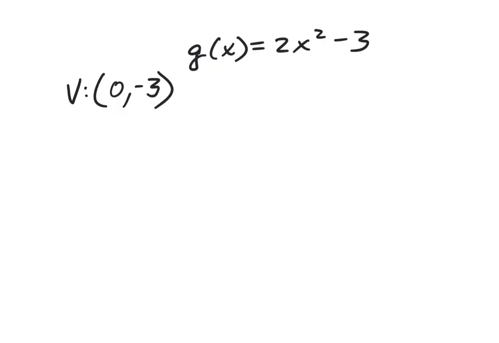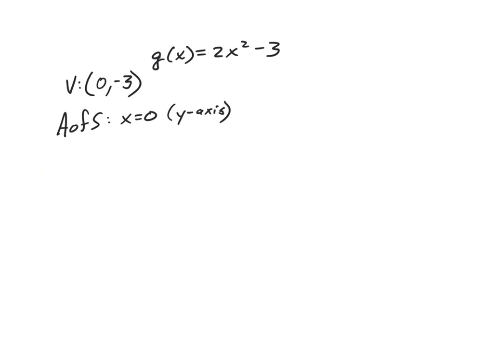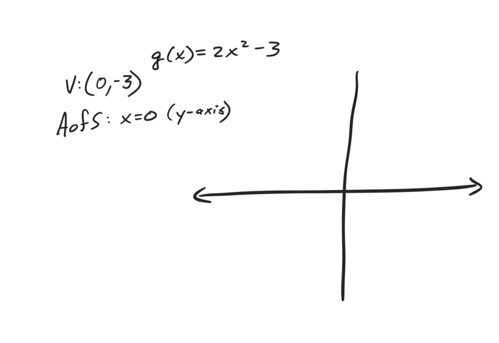So anytime it's missing a B value, the vertex is going to be based off of what this number is here. If this was a +3, it would go up 3. If it's -3, it goes down 3. My axis of symmetry is, once again, x equals 0, or the y-axis. So I'm going to go down 3. Okay, the 2 out in front is going to make it a little bit skinnier.